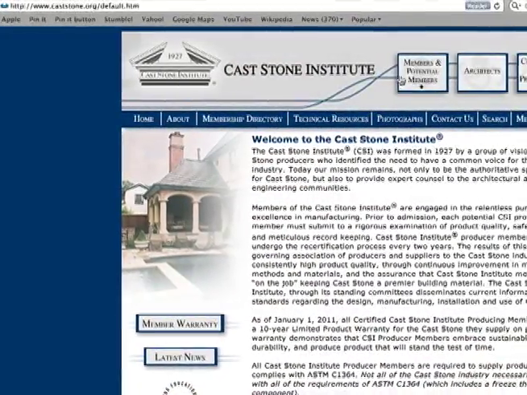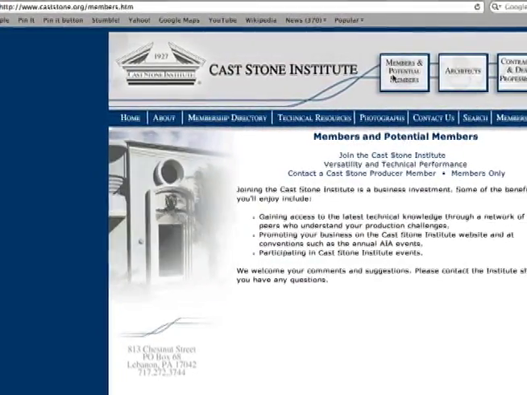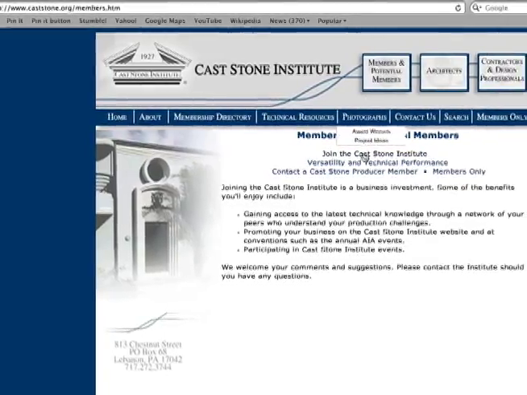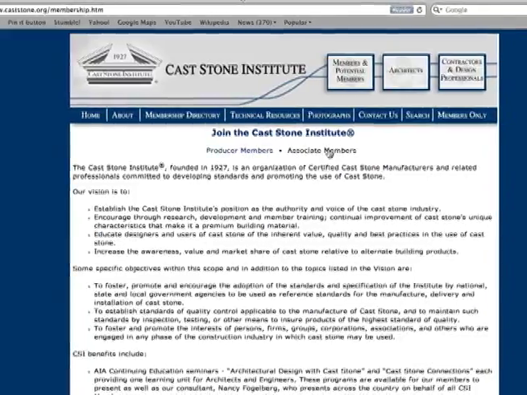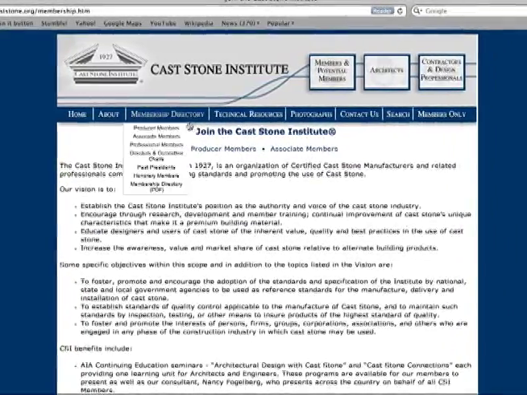If somebody is interested in joining the Institute, they can go to our website at www.caststone.org, and they can view, if they're a producing member of cast stone, our checklist so they can prepare and understand what's involved with becoming a certified plant. There are a lot of resources that may help them on their journey to becoming a certified plant.